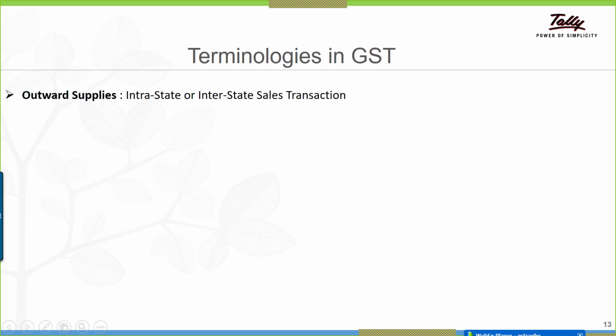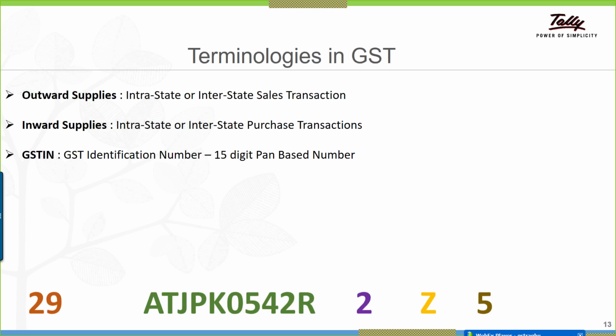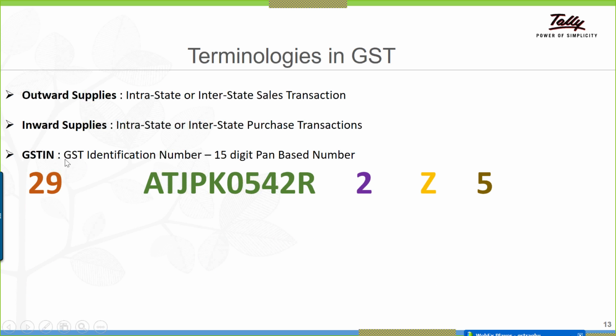Terminology used in GST: outward supply, nothing but intrastate or interstate sales transaction. We call it outward supply. Inward supply is intrastate or interstate purchase transaction. And GSTN is nothing but the GST identification number, which is 15 digits including PAN. The first 2 digits are specific, they specify the state. For Karnataka it is 29. Similarly for Maharashtra it is 27. Next is the company PAN number, and the 13th digit is for entity.